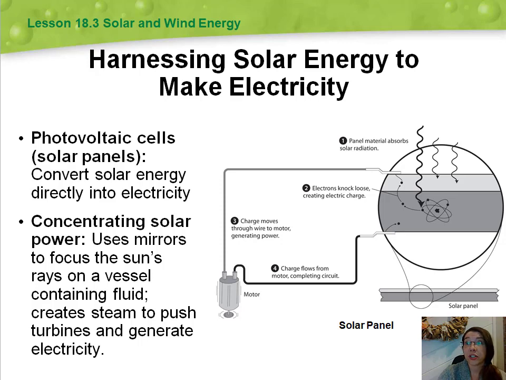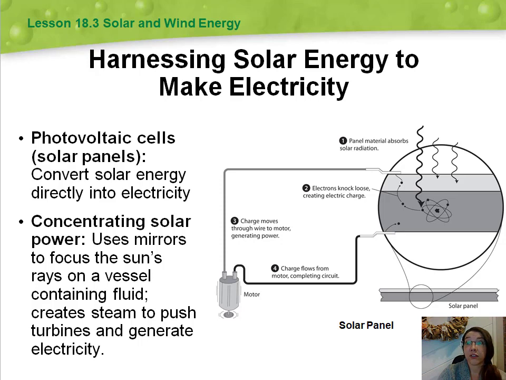So, generating electricity with solar energy. Because passive and active solar heating methods supply heat to buildings, they can reduce the need for electricity and other forms of energy. However, neither passive nor active solar heating produces electricity. Two ways of using the sun's energy to generate electricity are photovoltaic cells and concentrating solar power.